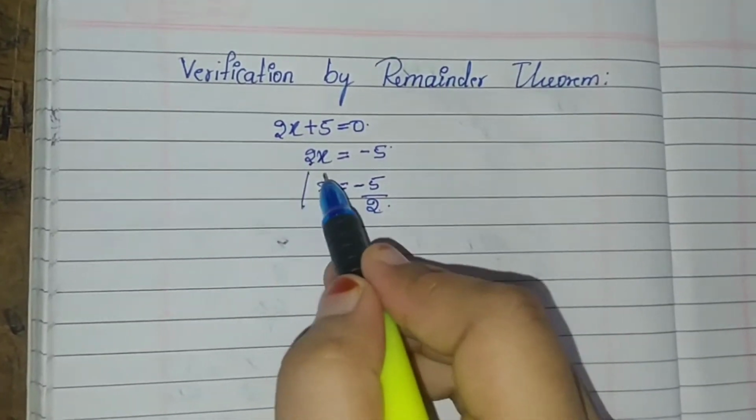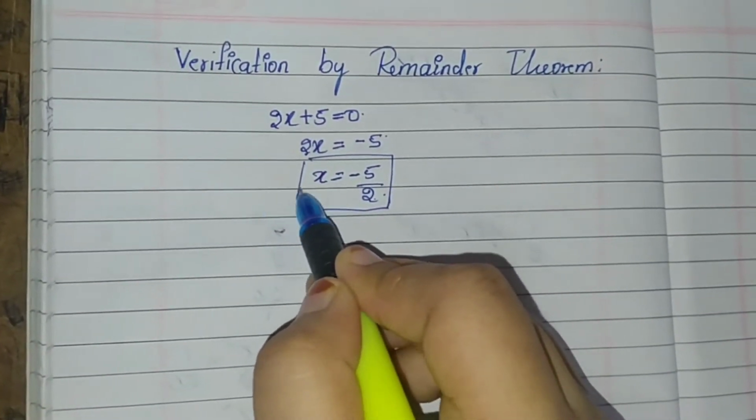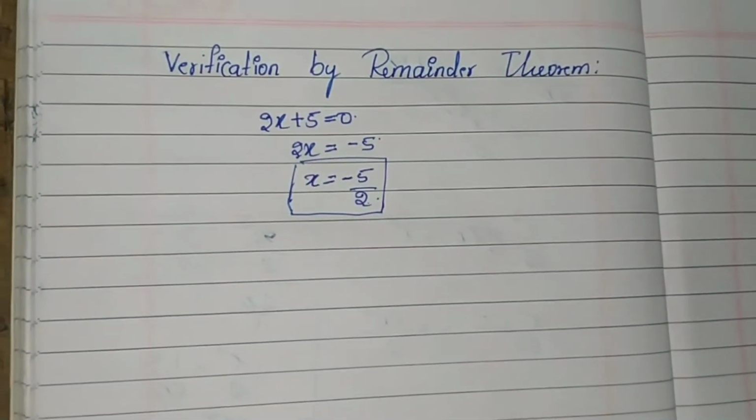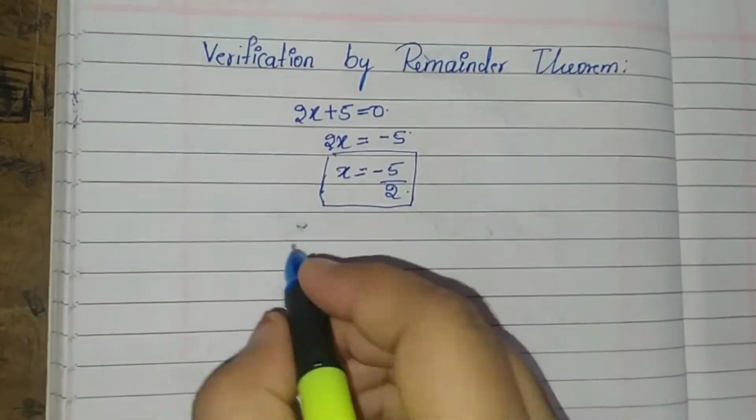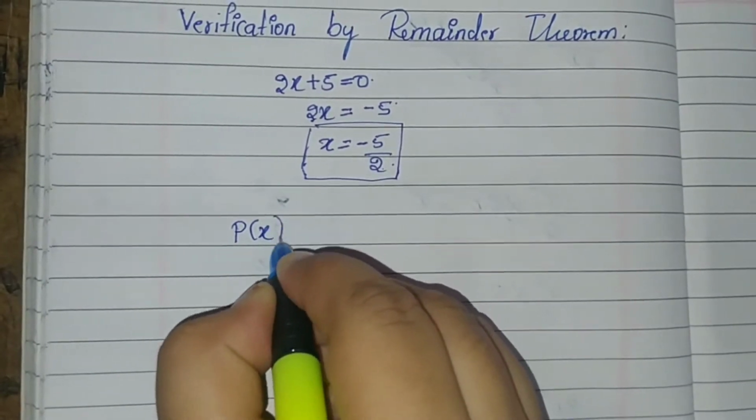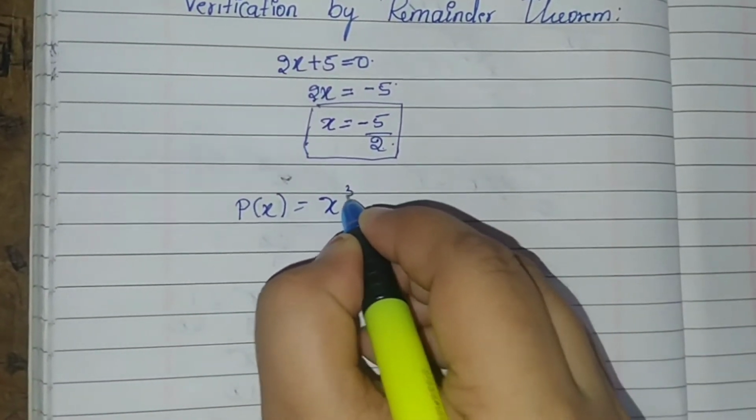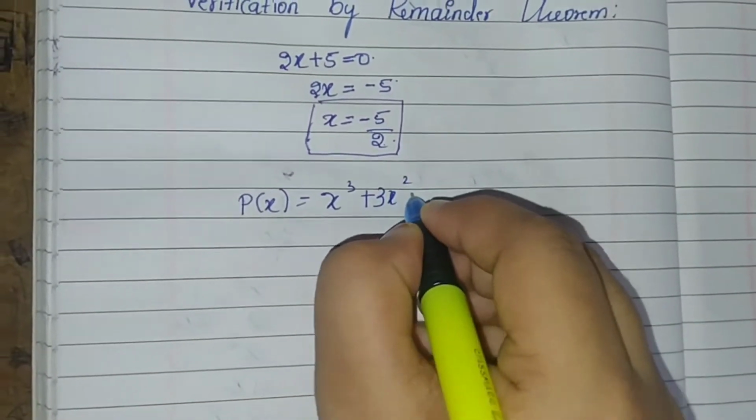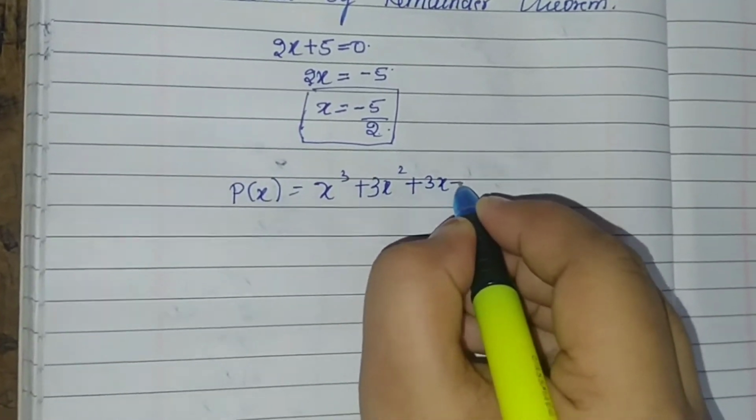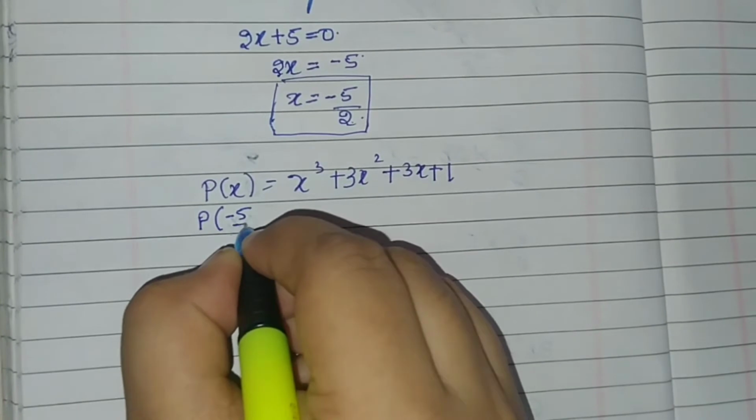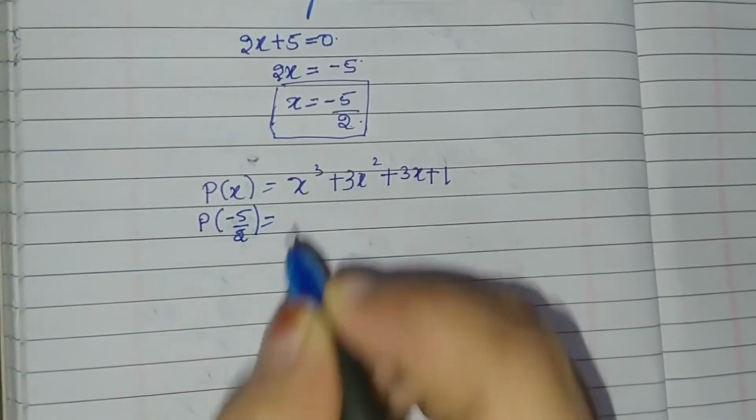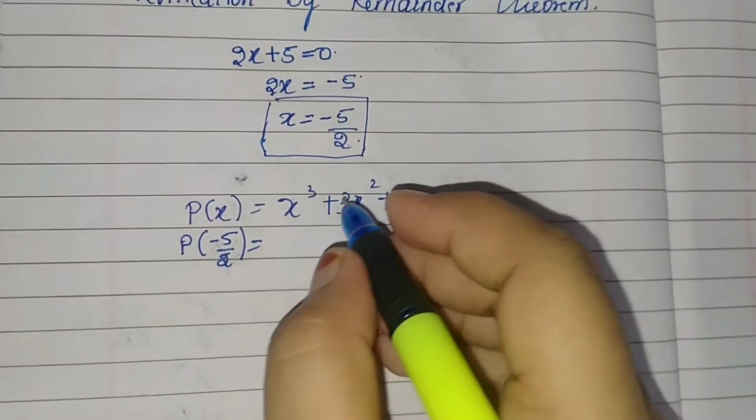So divided by 2, so x is equal to minus 5 divided by 2. This value you have to substitute into the dividend, that is P of x equals x cube plus 3x square plus 3x plus 1. So P of minus 5 by 2. In place of x you have to put minus 5 by 2.